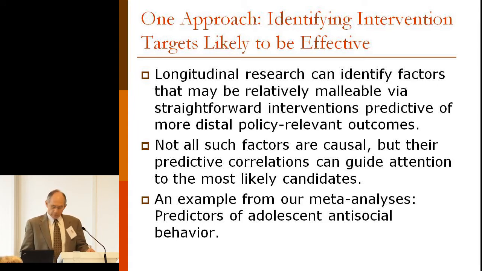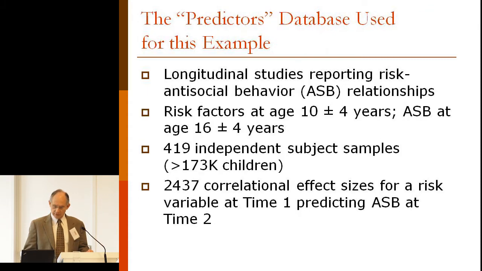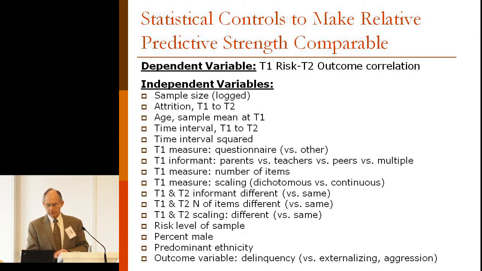Let me give you an example from our meta-analysis work on predictors of adolescent antisocial behavior. I'm going to have to stick with antisocial behavior and delinquency because that's where I have the data, but I think the implications extend to other areas. So I wave my hands at this slide. We have a big meta-analysis, lots of studies, lots of data about risk factors for antisocial behavior and delinquency, nearly 2,500 risk correlations out of this from time 1 to time 2. This slide you're not permitted to read, and that's good because you probably can't read it anyway.